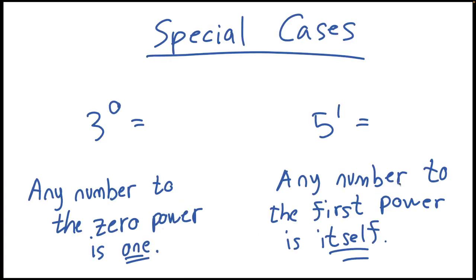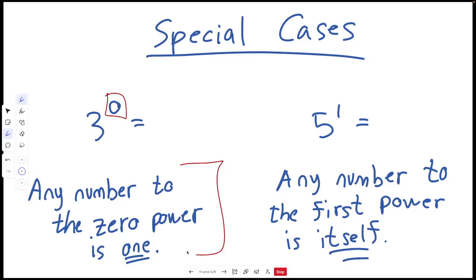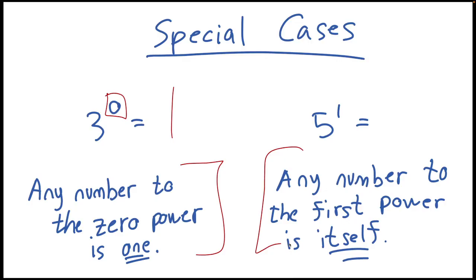And then there are 2 special cases, things you need to look out for. If you have a 0 in the exponent, any number to the 0 power is 1. So 3 to the 0 power is 1. And over here, any number to the 1st power is itself, and by itself I mean the base. So 5 to the 1st power is just 5. Final answer.